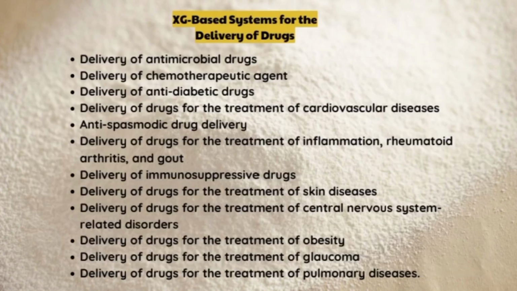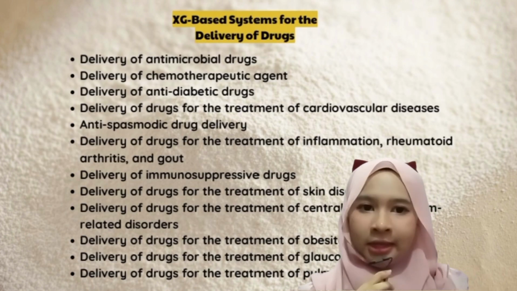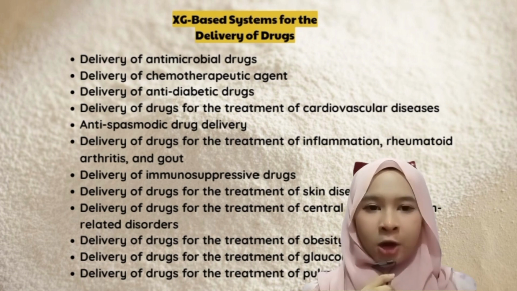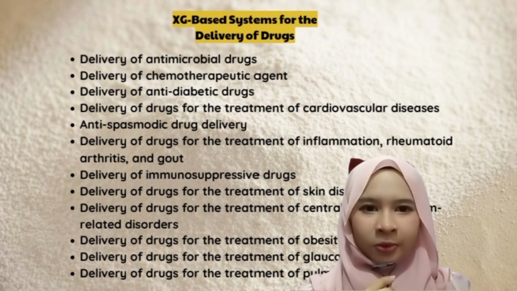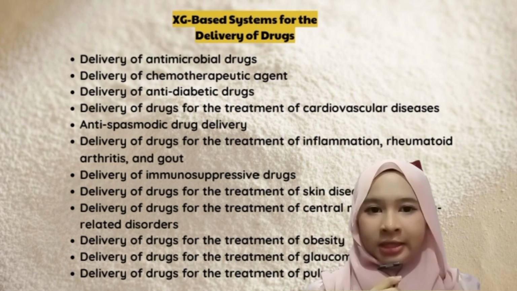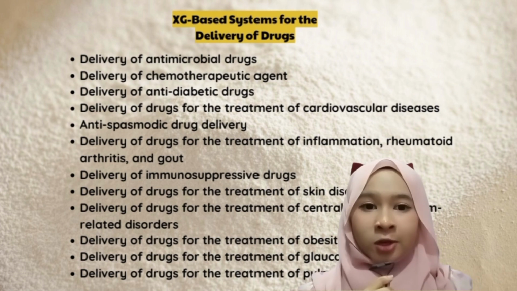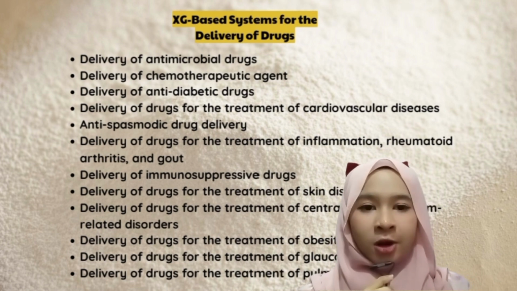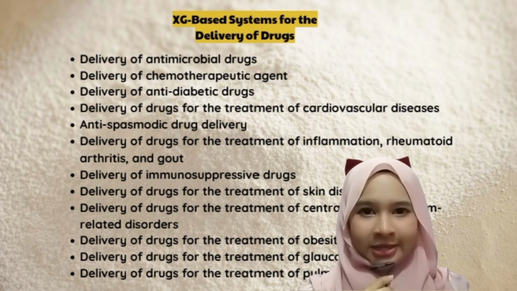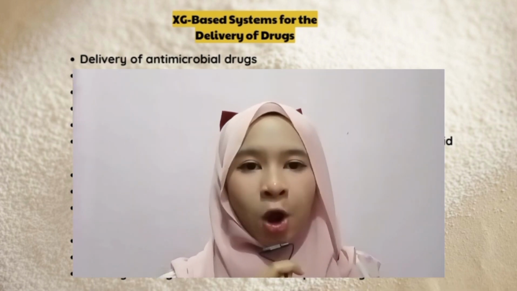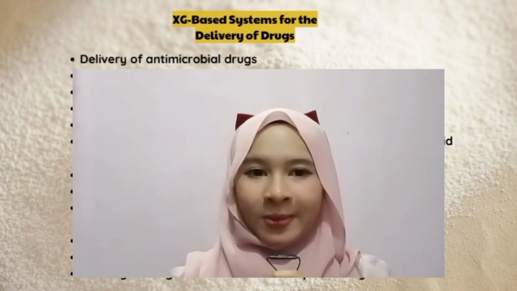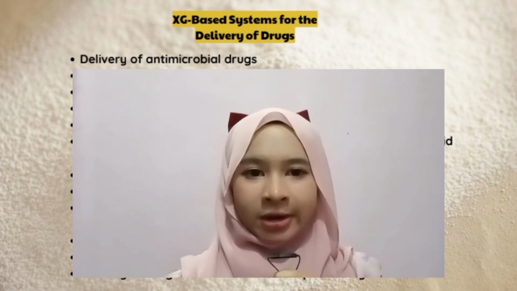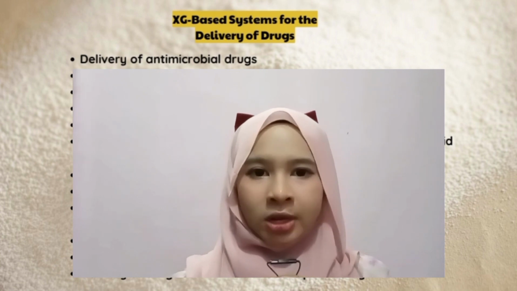These are the examples of xanthan gum that were used as a base system for the delivery of drugs. You can see that xanthan gum is used for the delivery of antimicrobial drugs, delivery of chemotherapeutic agents, delivery of anti-diabetic drugs, delivery of drugs for the treatment of cardiovascular disease, delivery of drugs for the treatment of obesity, delivery of drugs for the treatment of glaucoma, and others. One of the uses is the delivery of antimicrobial drugs. Xanthan gum is used as an antimicrobial drug carrier that exhibits a controlled and sustained release of drugs.